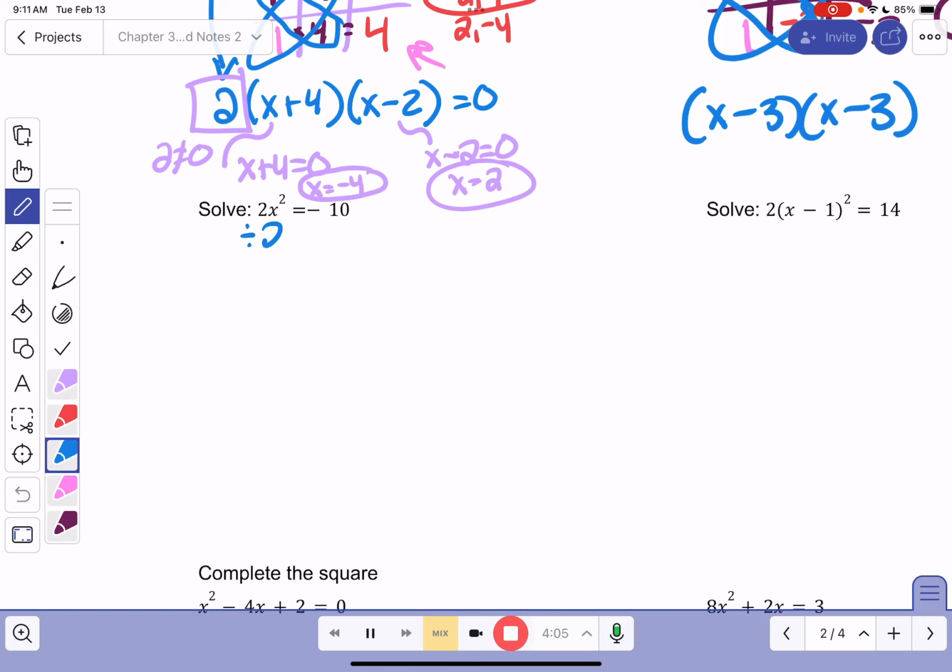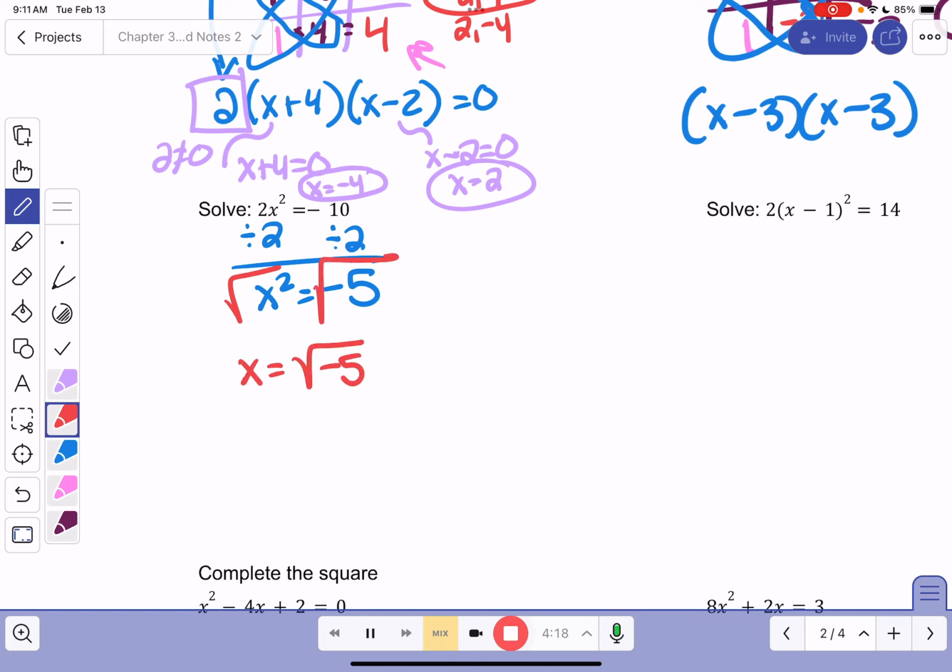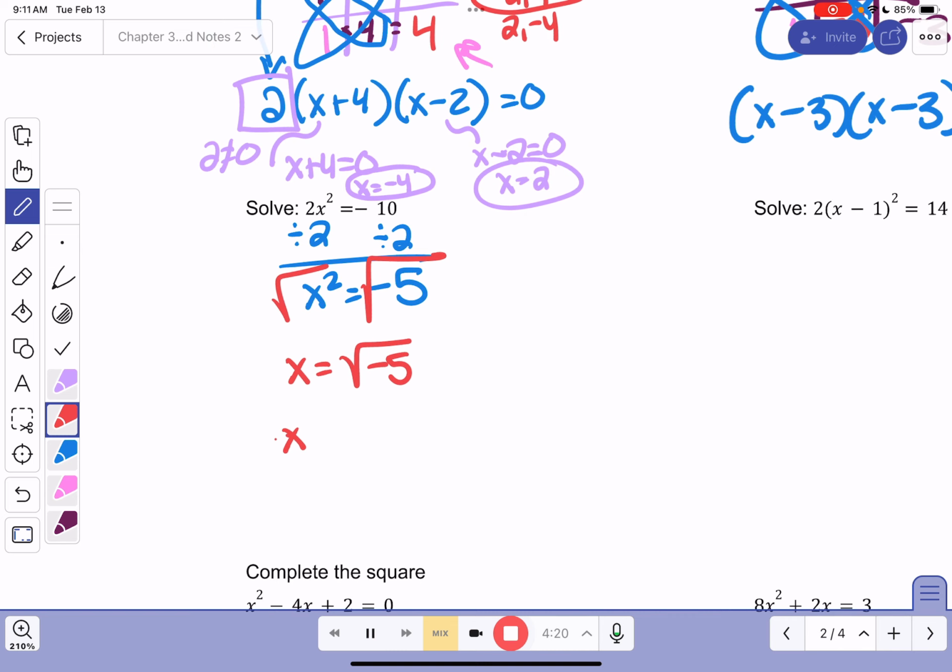So for this one, I would divide by 2, and I get x squared equals negative 5. And then to undo a squared, we take the square root. So square root of both sides means x equals the square root of negative 5. And from 3.1, that negative gives us an i. And when you take the square root, there's always a positive and a negative. So x is plus or minus i root 5.